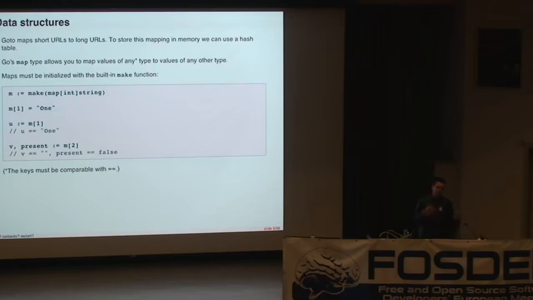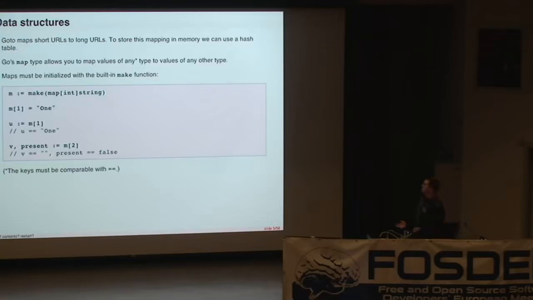Our program, GoTo, will store maps from short URLs to long URLs. So the natural data structure that we would reach for is a hash map. Go provides a built-in map type that allows you to map values of any type to any other type.